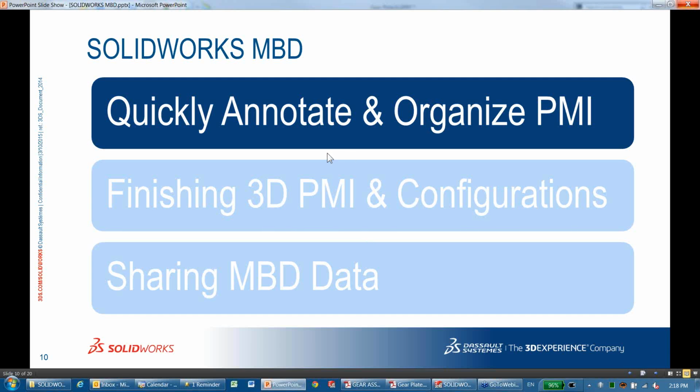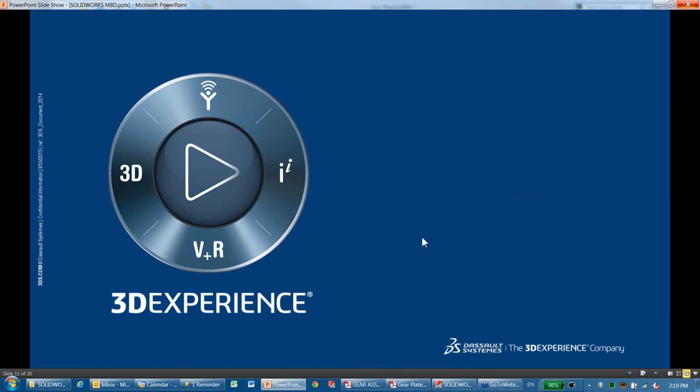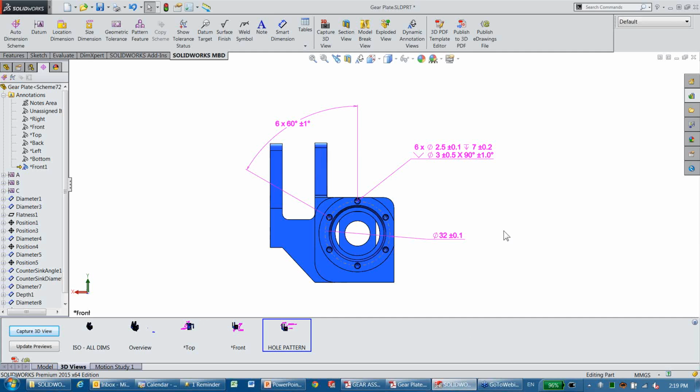So now that we've quickly started annotating this model, started organizing, we need to add a bit more information. So I'm going to continue adding a bit more product manufacturing information to this model. But I also want to touch on configurations. What happens when you have something a little smaller, a little longer, a little thicker, whatever? How do you tackle this problem using SolidWorks MBD? So let's get back to it.